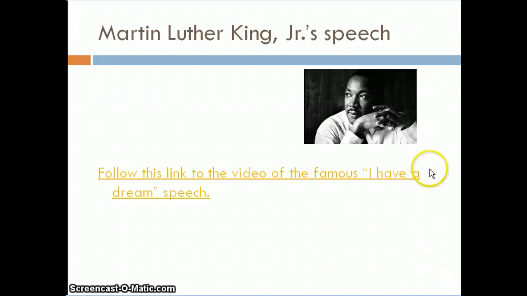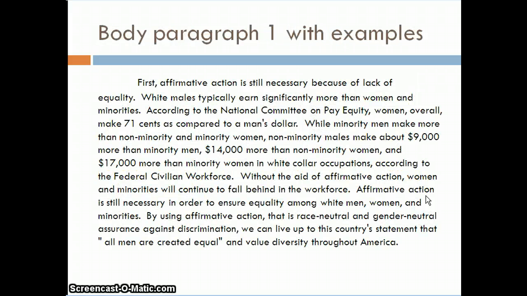Here's a photo of Dr. Martin Luther King Jr., and you can indeed watch his video. We're not actually going to watch it right now, but it is possible to look it up on YouTube or find a link to it on Moodle.